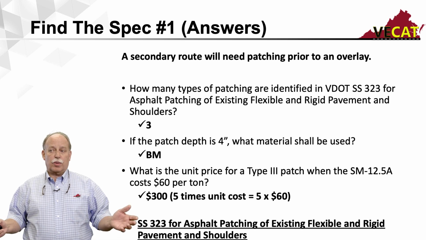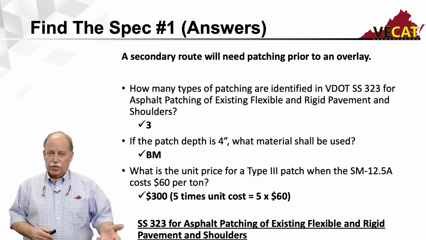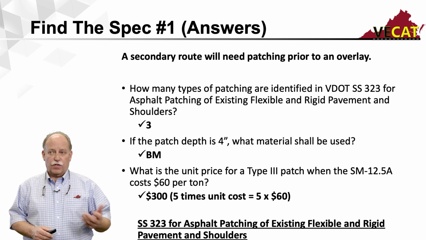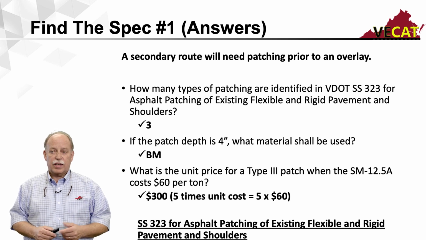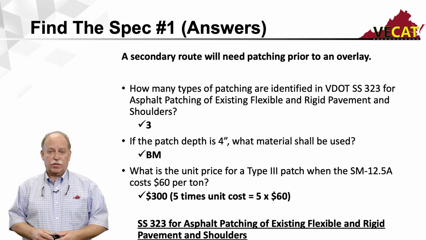And then what's the unit price for a type 3 patch if you're using a surface mix and it's $60 per ton? Within that supplemental specification for a type 3 patch, it says it's 5 times the unit price. So all you do is take 5 times 60 and you get $300.